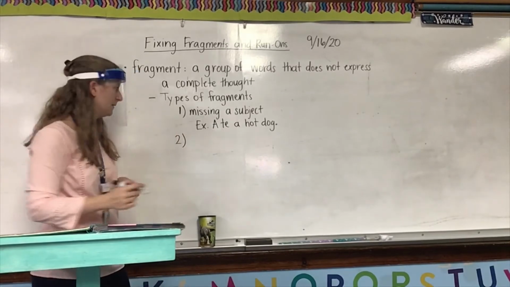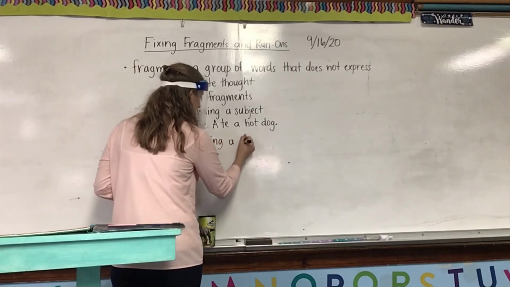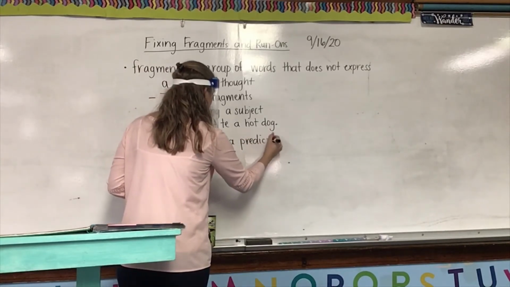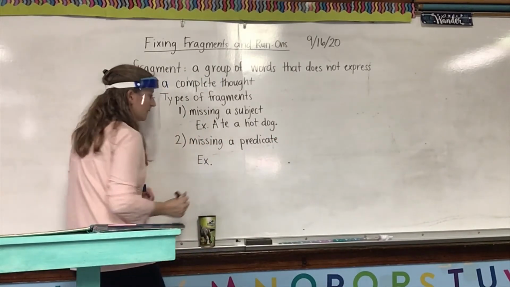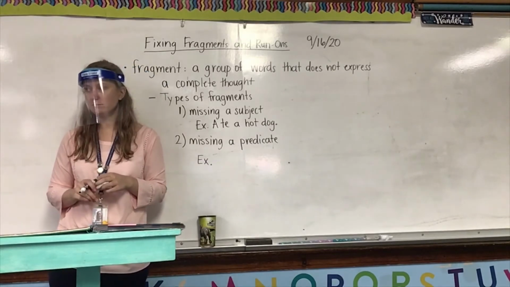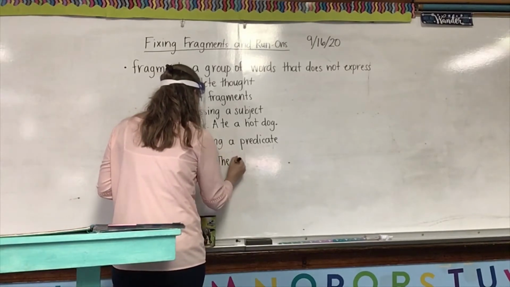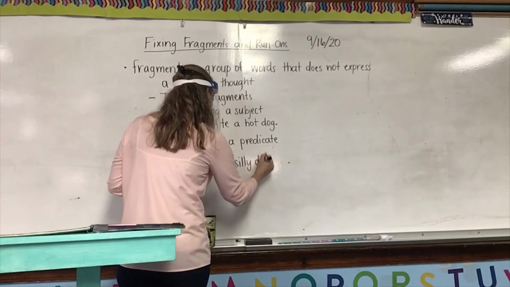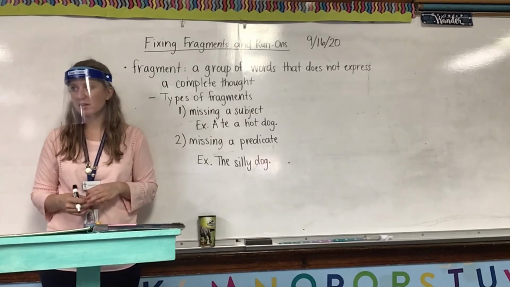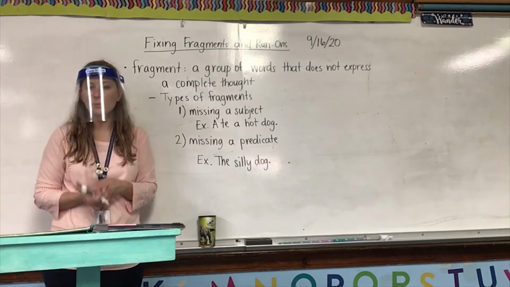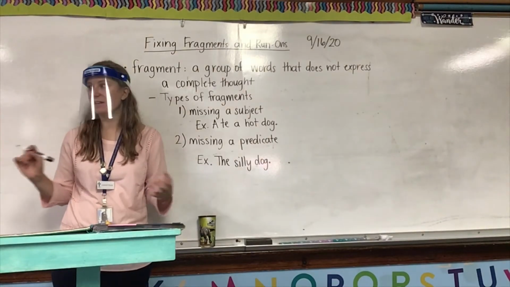The second type is it's missing a predicate. For example, the silly dog. Well, we have a subject. We have the who or the what, the silly dog. But we have no predicate. We have no action. We don't know what the silly dog did or what it is.